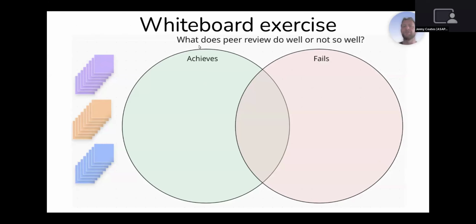I'm asking you to type out things you think that peer review does well, which is in the achieves, or not so well, so in the fails. Some things will overlap, and if I remember correctly, I think I have already got a couple of examples in there. So I'll start the whiteboard and we'll see if this works.